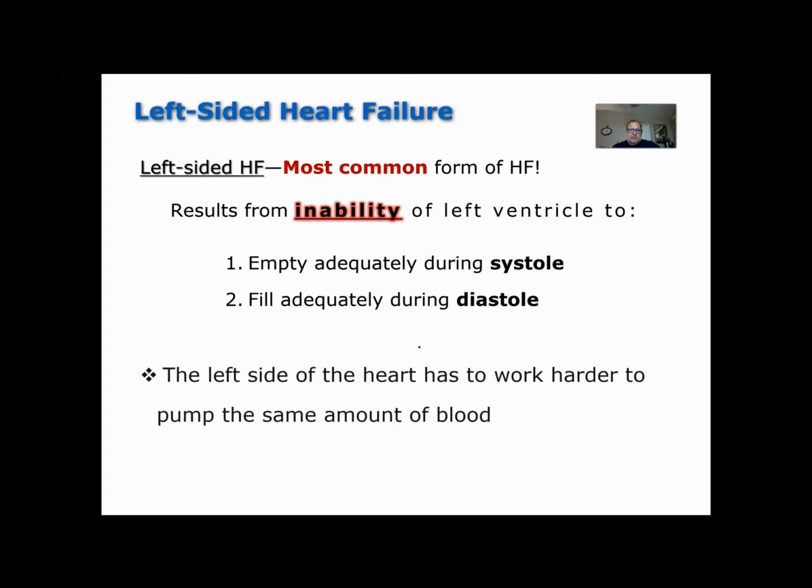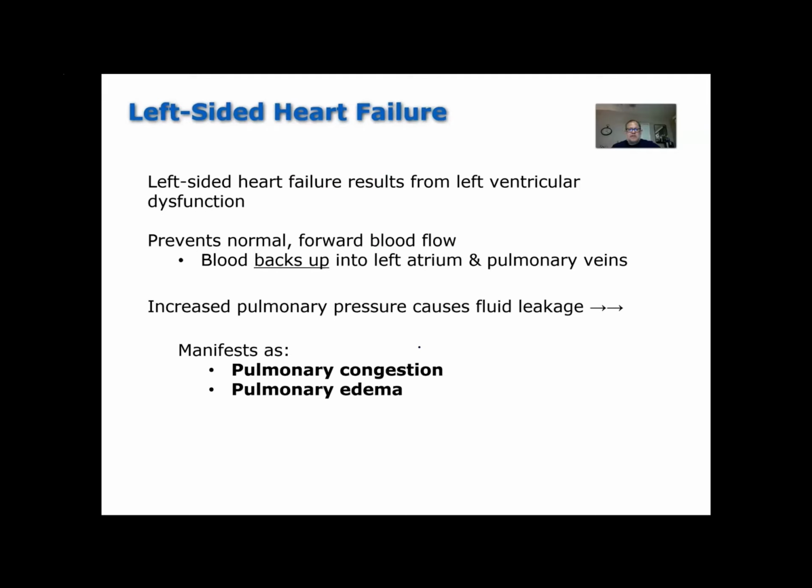Left-sided heart failure is the most common form of heart failure. It results from the inability of the left ventricle to either empty adequately during systole or fill adequately during diastole. The left side of the heart has to work harder to pump the same amount of blood. So left-sided heart failure results from ventricular dysfunction. It prevents normal forward blood flow. Blood backs up into the left atrium and then the pulmonary veins. Increased pulmonary pressure causes fluid leakage, and you're looking at pulmonary congestion and pulmonary edema.